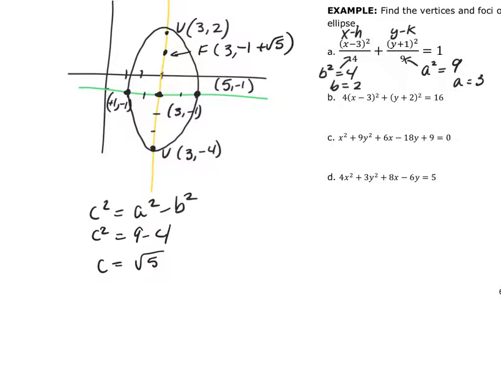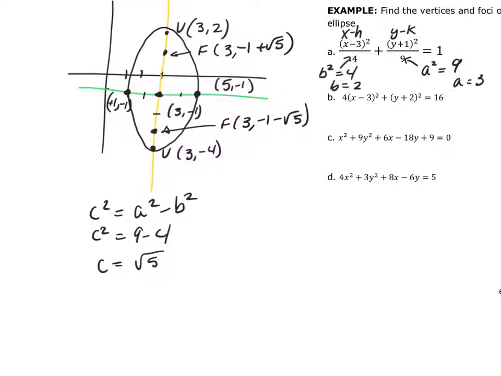And the same thing here is I'm going to go down from the center. I don't know where it is. I'm just going to mark it there. So this is my other foci. My other foci is at 3, not changing because I am just going strictly up and down. I'm going vertically, so my x value is not changing. And then I have -1 minus the square root of 5.